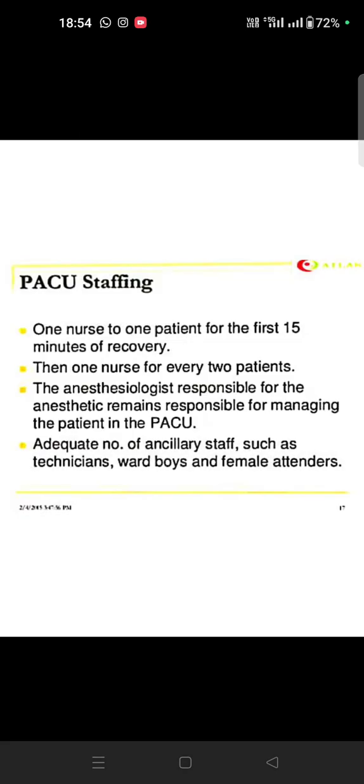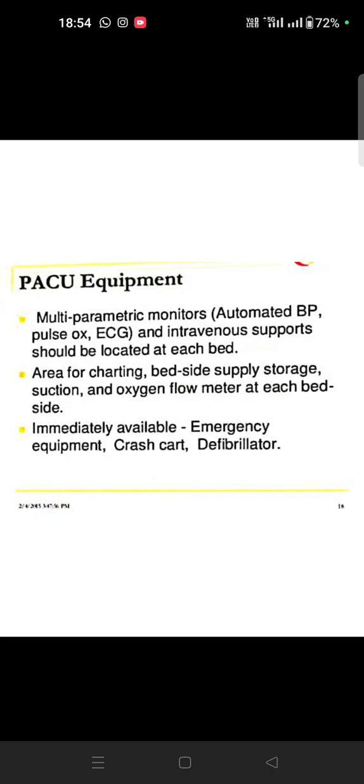One nurse per patient for the first 50 minutes of recovery. Then every two patients, one nurse will be there. The anesthesiologist is responsible for managing the remaining care of the patient. An adequate number of technicians, ward boys, female attendants and all will be there.